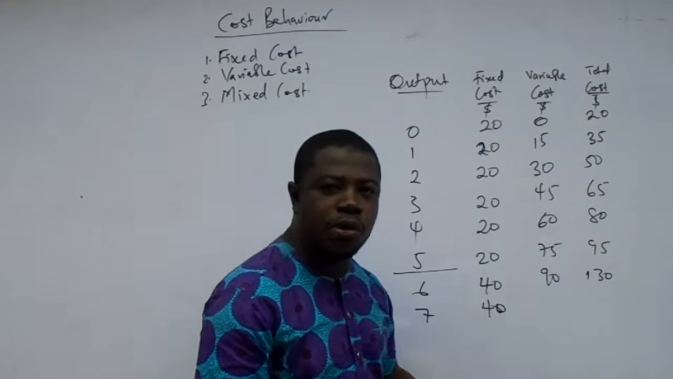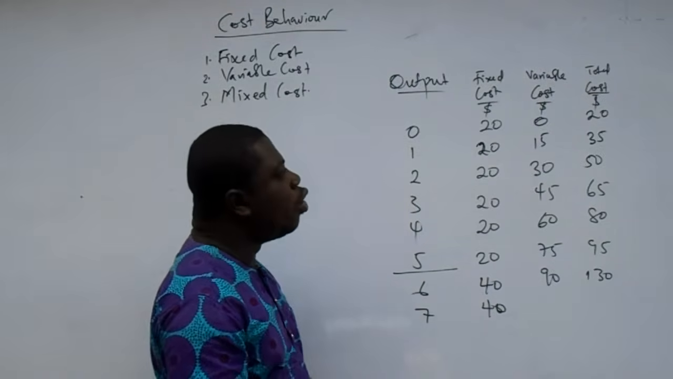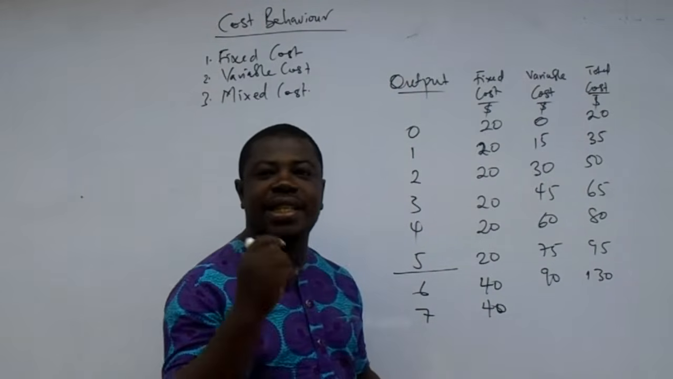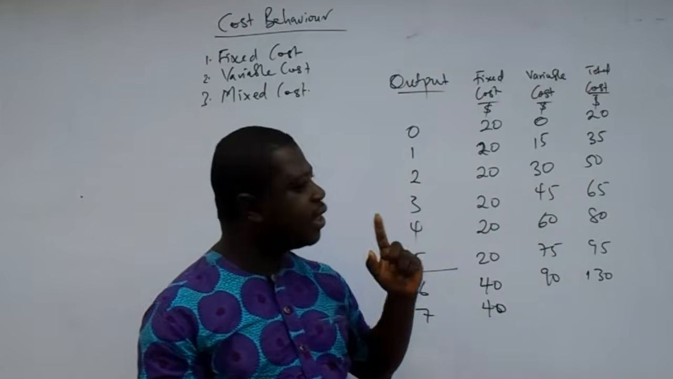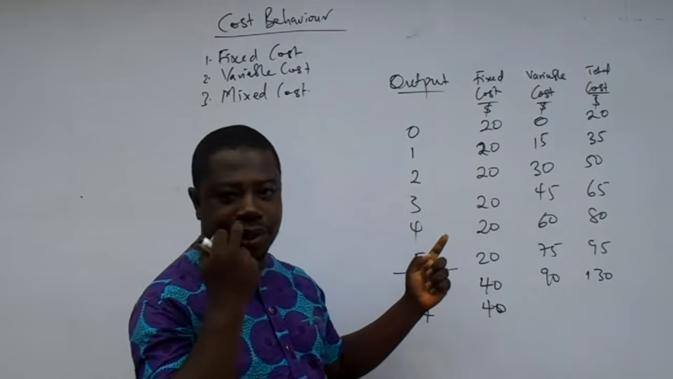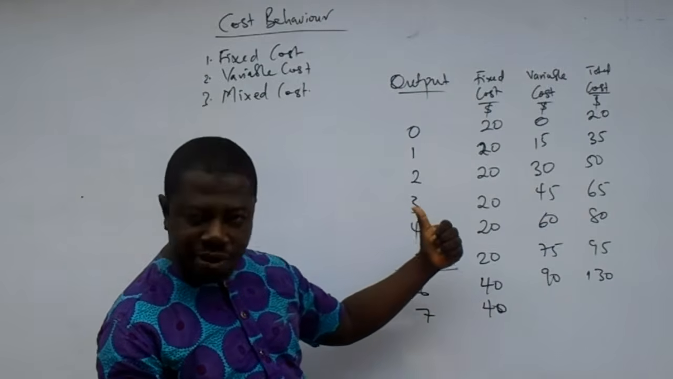Now we move to the variable cost to analyze that as well. Now look at the variable cost. I said the variable cost changes as output also increases. It increases when output is increasing, and it decreases when output is decreasing.